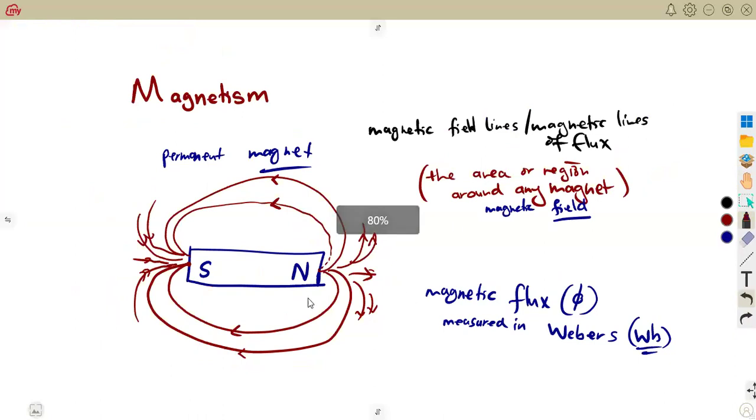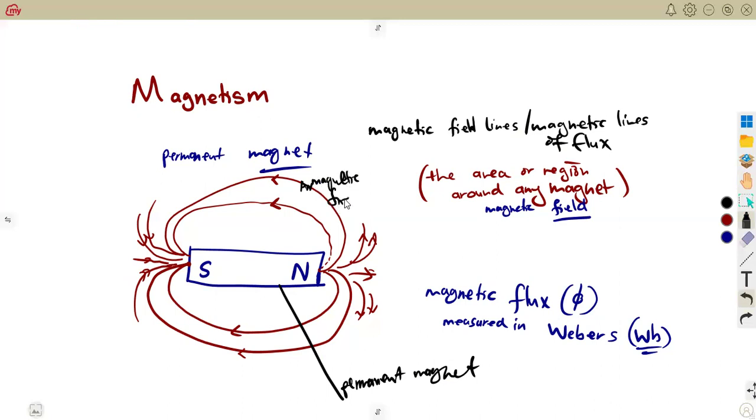So in this presentation that I'm showing you here, this is our permanent magnet, the bar magnet that we are seeing on our diagram. And these lines, as I was presenting, are the magnetic lines of flux, which are the magnetic field lines. That is the concept that we are having there. They are also referred to as the magnetic lines of flux.